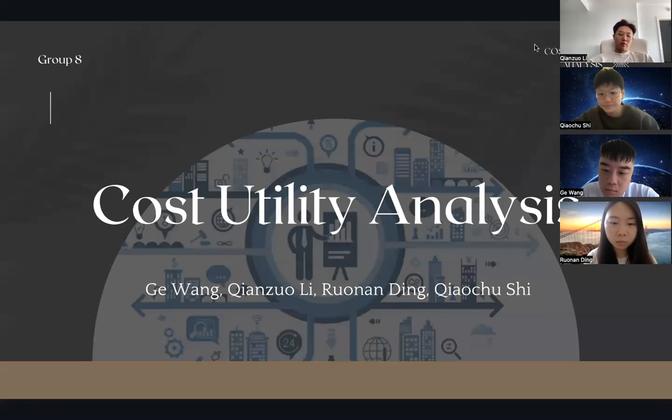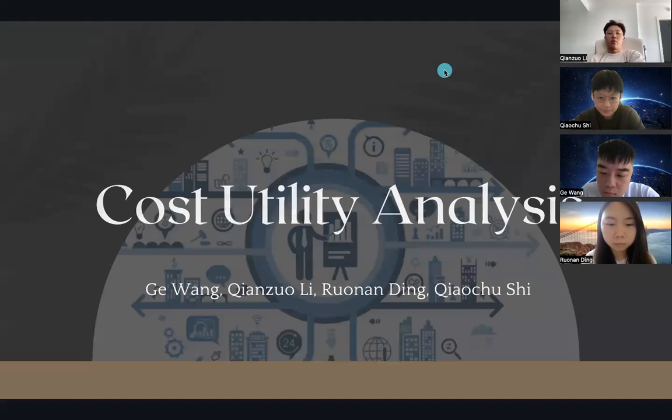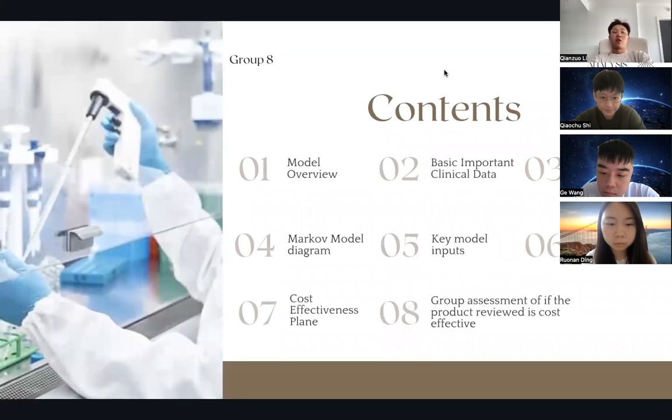Hi everyone, this is Group 8, and we are here to do the presentation for the topic of cost utility analysis, by Qianzuo Li, Ruonan Ding, and Chaochu Shi. And today we have 8 contexts to talk about.